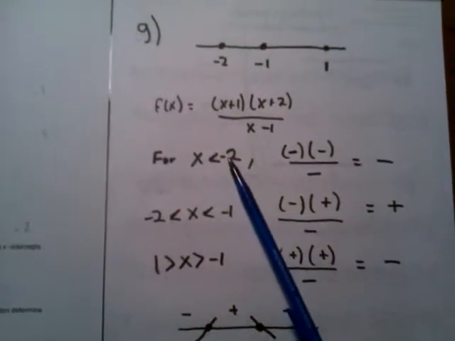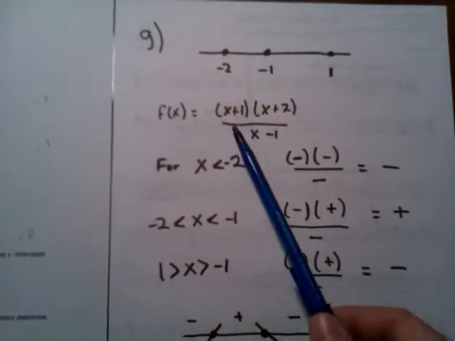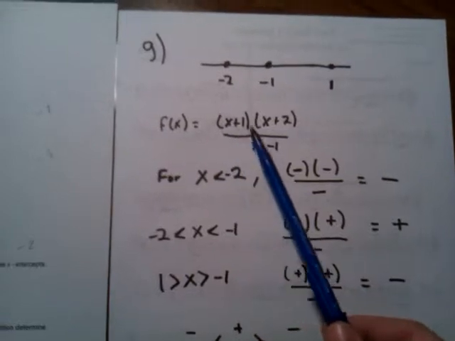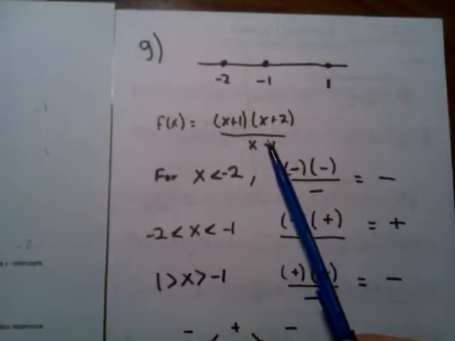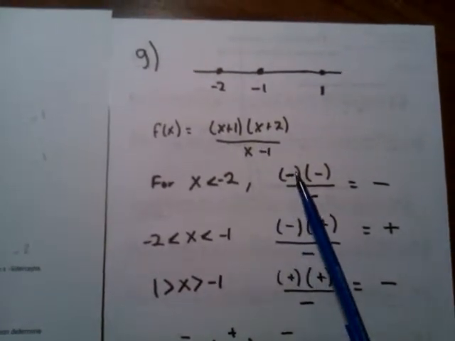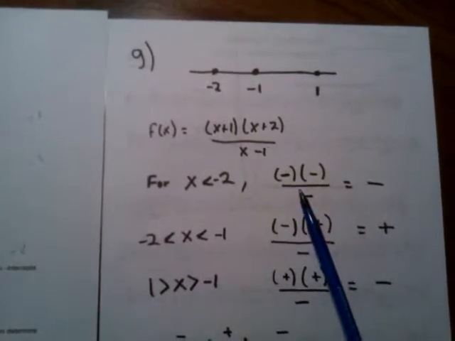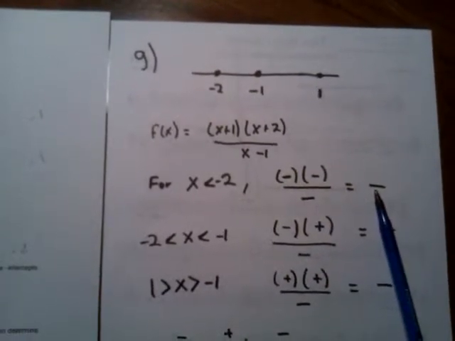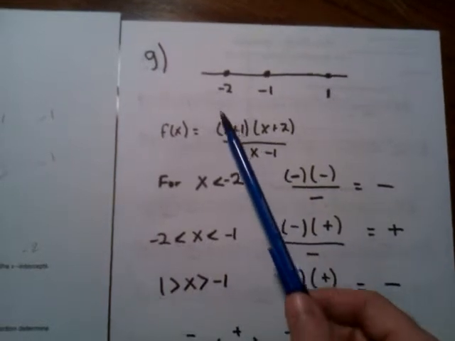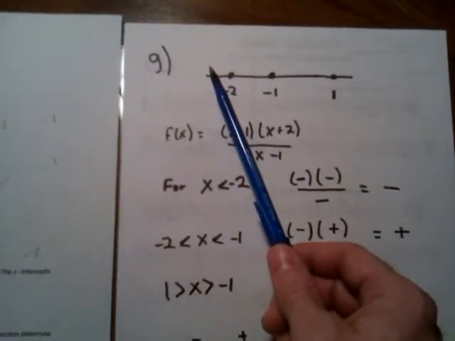So when x is less than minus 2, then this will be negative, this will be negative, and this will be negative. So we'll have a negative times a negative divided by a negative, which will give us a negative number. So we know that to the left of this, it's negative.